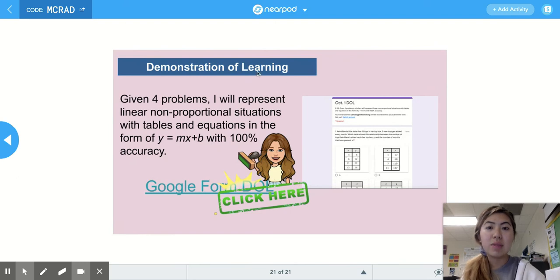And now it's time for your DOL. So given 4 problems, scholars will represent linear non-proportional situations with tables and equations with 100% accuracy, and it's in a Google form. Thank you so much for following along and paying attention in today's lesson, and see you in the next math video.